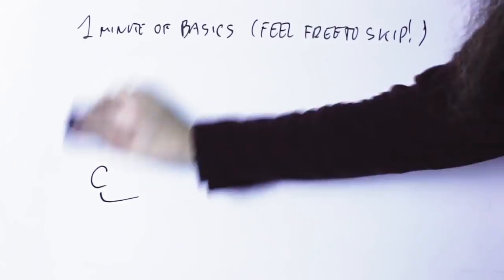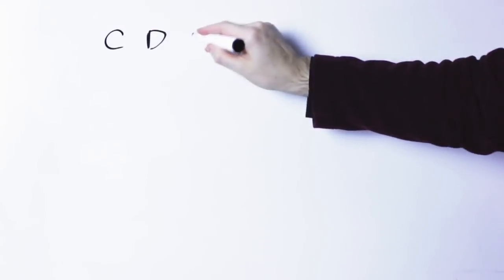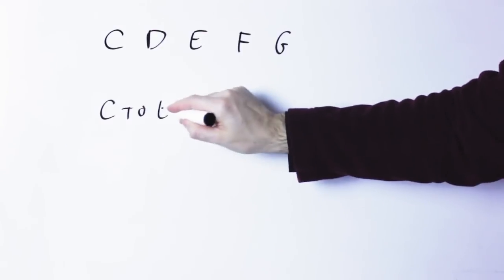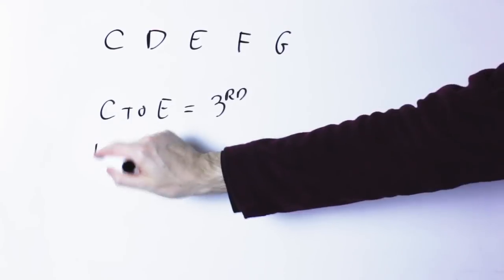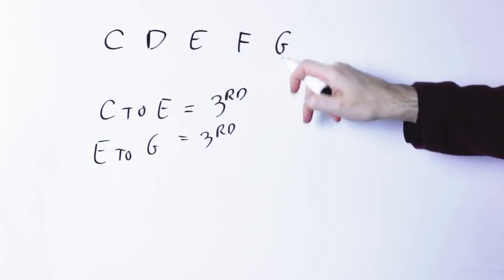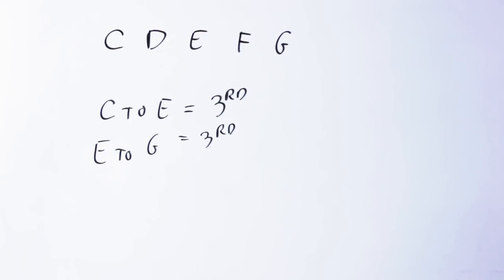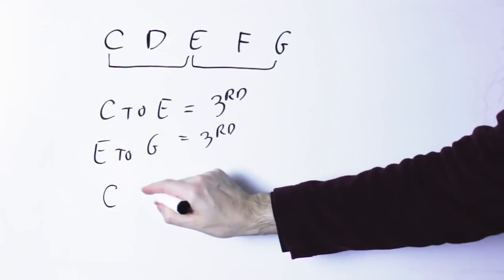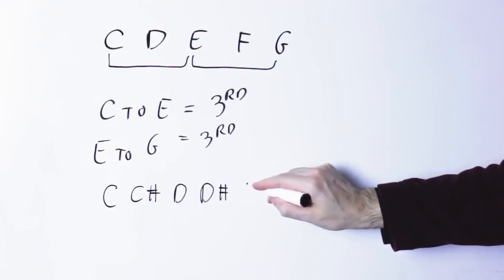First of all, if C to E is a third, then also E to G is a third. I write down E, F, and G, there are 3 notes, it's a third too. But if I go back and look at what happens in the chromatic scale, from C to E I have 4 half steps. From E to G I have 3 half steps.